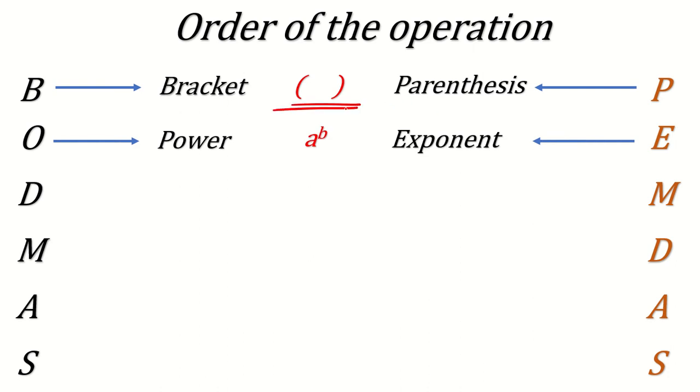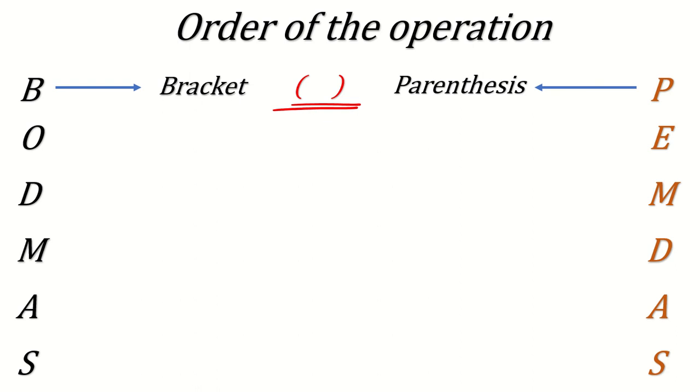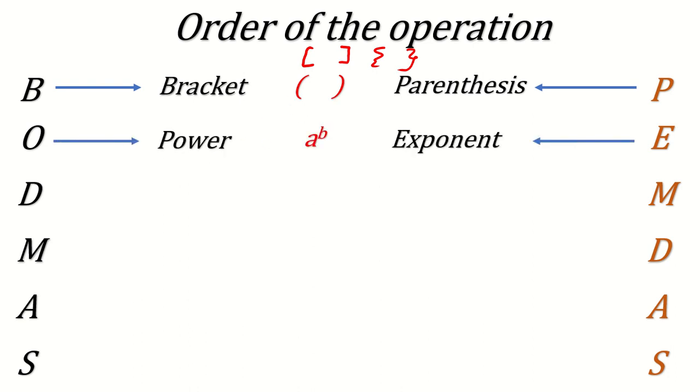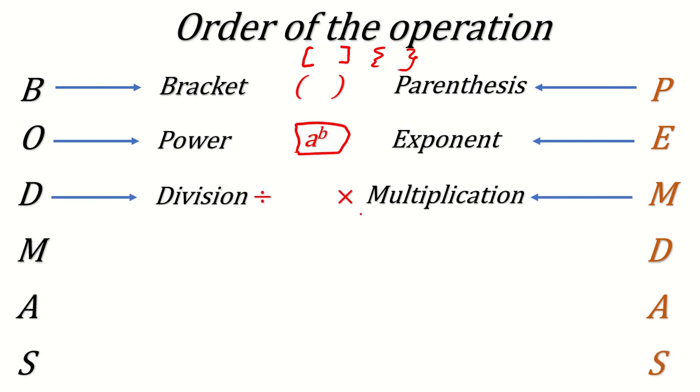Bracket can be a square bracket, or curly brackets like this, or it can be the parenthesis. Now next is O. O means power or order of powers, and E means exponent. So both are the same. This is one of the operations which has priority in the calculation. Now next is D. D stands for division and M stands for multiplication.